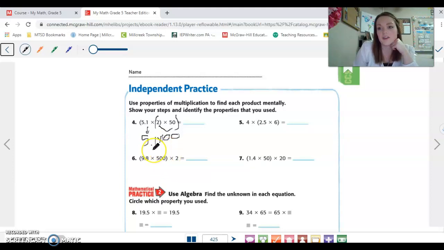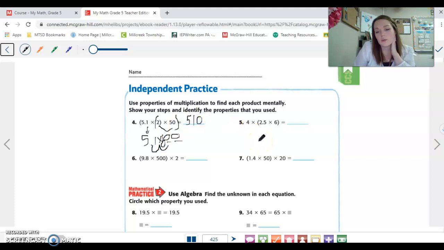Now, using the previous lessons that we've learned, we know that if we have 2 zeros, I'm moving my decimal 2 times. So I'm going to take my decimal and I'm going to move it 2 times to the right. 1, 2. I have a space, so I'm going to put a 0 in. My answer for number 4 is 510.